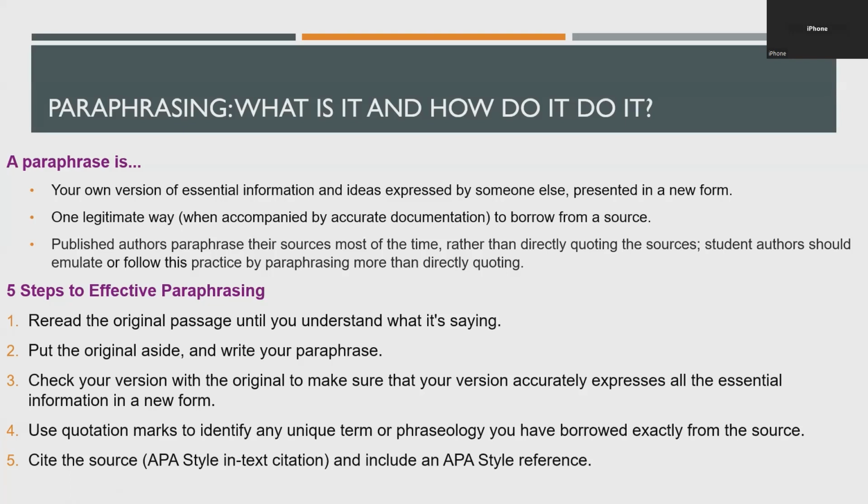Instead, you want to largely put things into your own words. You want to paraphrase. And we're going to talk about how to do that effectively. So first of all, you want to reread the original passage until you really understand what it's saying. It's hard to paraphrase something if you're not quite sure what the text is saying. Once you feel like you understand it, you're going to put the text aside and then write it out on your own.